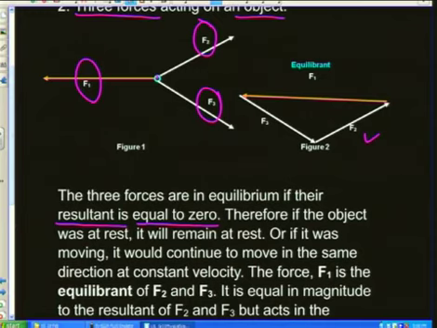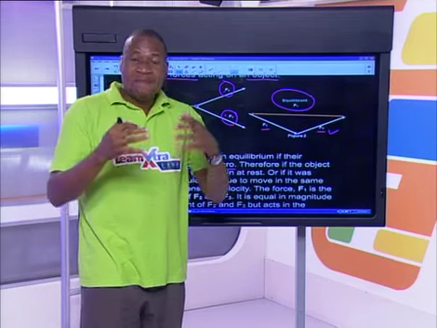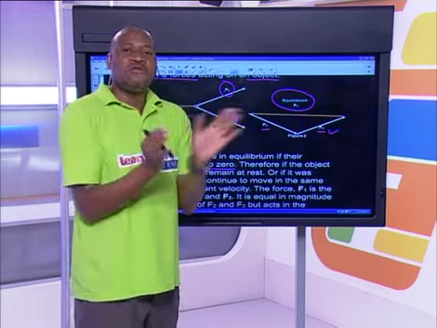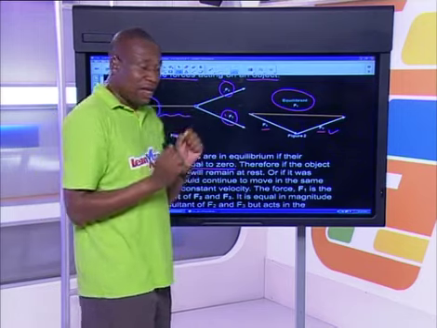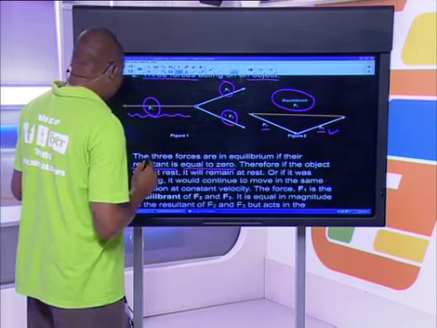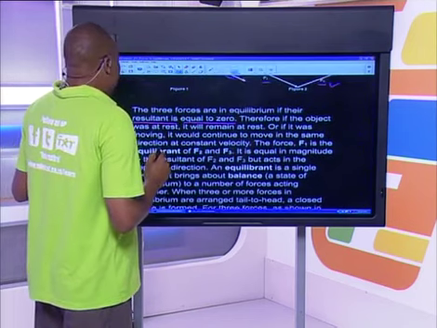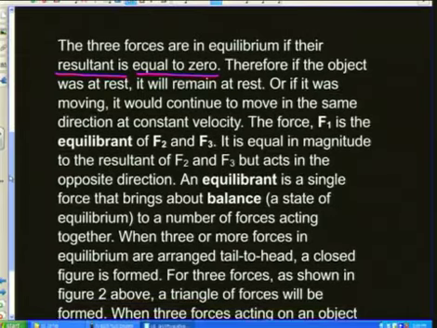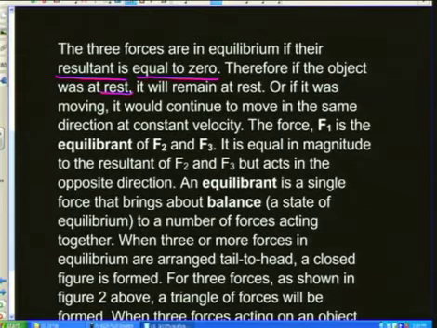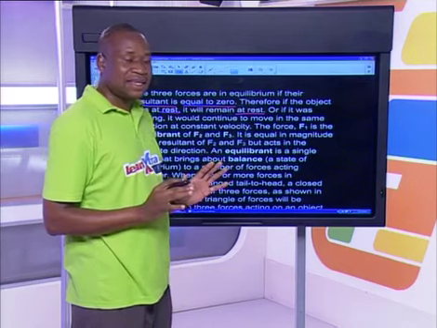And look at F2 and F3. F1 is the equilibrium of F3 and F2. In other words, F1 brings about balance to the 2 forces, F3 and F2. Okay, so we call that the equilibrium. Now, if the object was at rest, it will remain at rest. Nothing will happen to it because we've got 0 resultant.